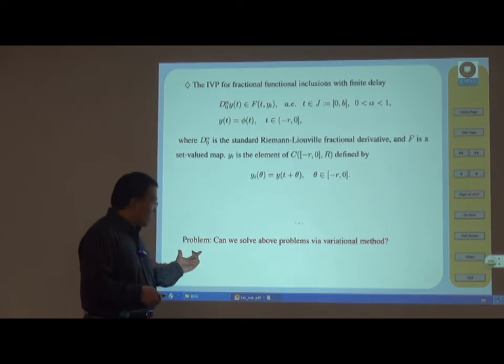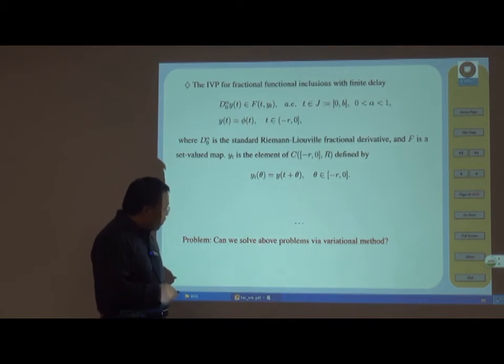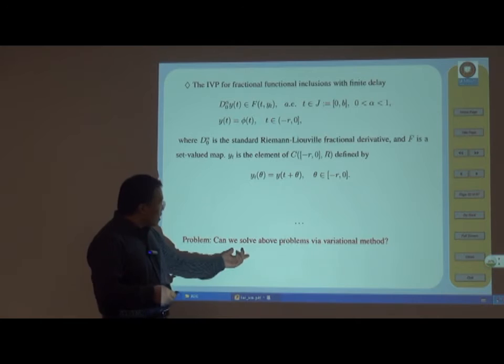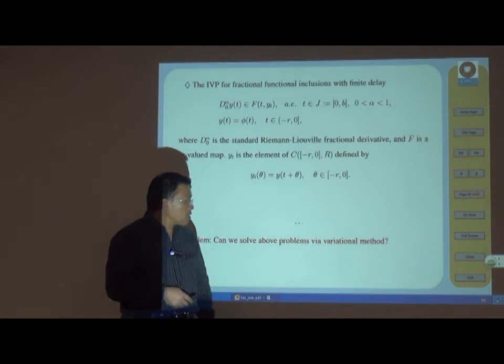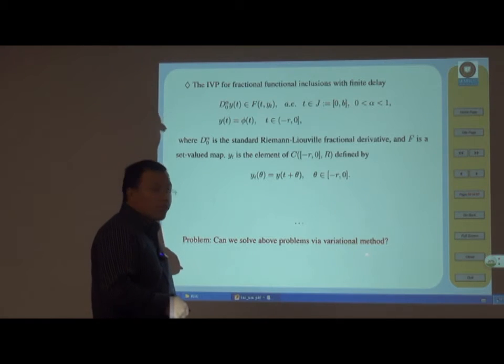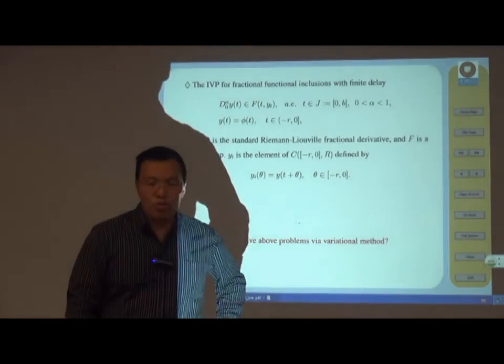And our problem is, can we solve the above problems via the variational method? Another thing is whether the above problems have a variational structure, and no one has answered this problem.